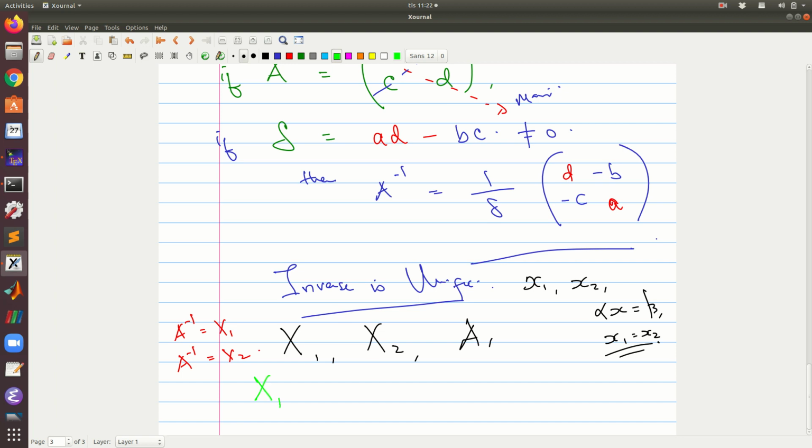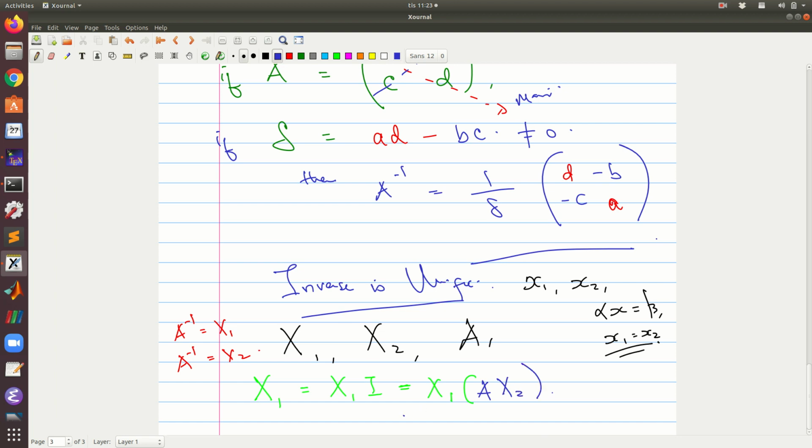that x1 equals x1 times the identity, because x1 times the identity still remains x1. When you multiply by the identity, you don't change the result. Since x2 is also an inverse, instead of writing the identity, we can write it as the product of A times x2.